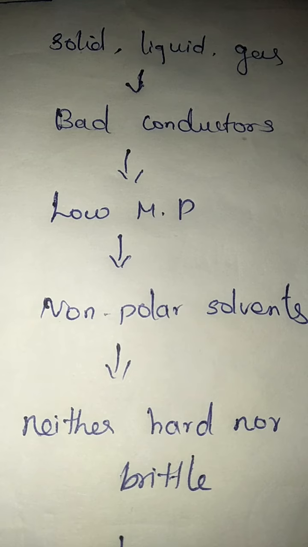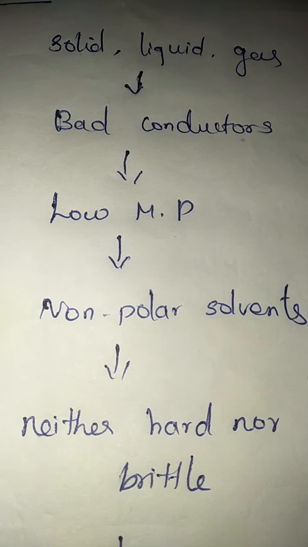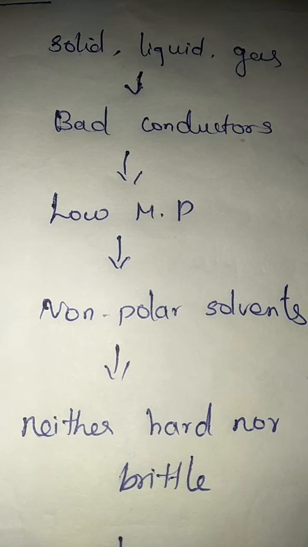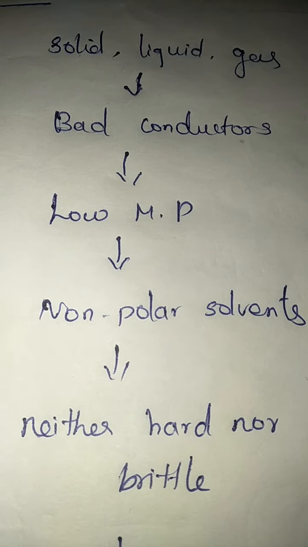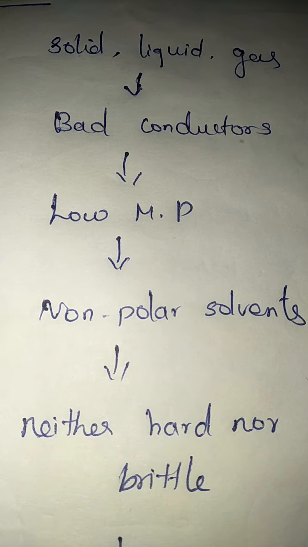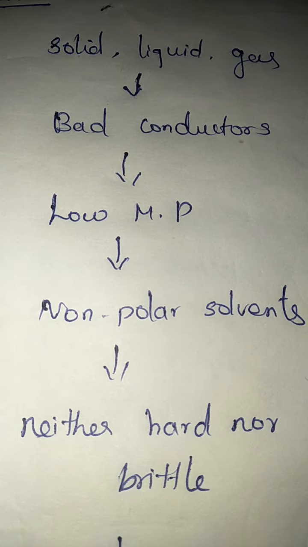Next one, they do not have charge. I already said charged compounds only dissolve in charged solvents, and non-charged compounds dissolve in non-charged ones. So this does not contain any ions. Hence they are soluble only in non-polar solvents. Some examples are benzene, ether, carbon tetrachloride, alcohols, etc.